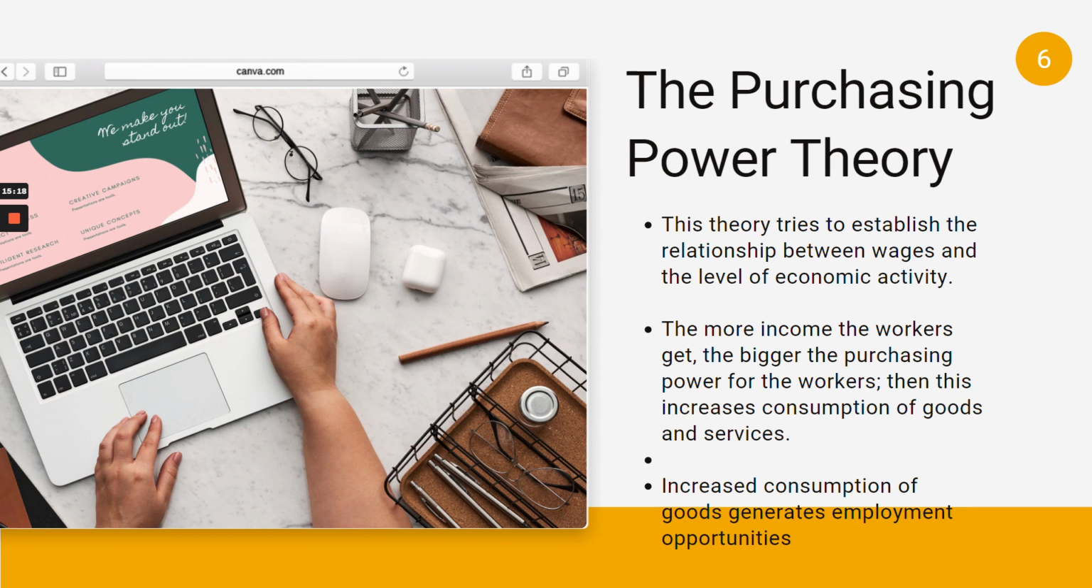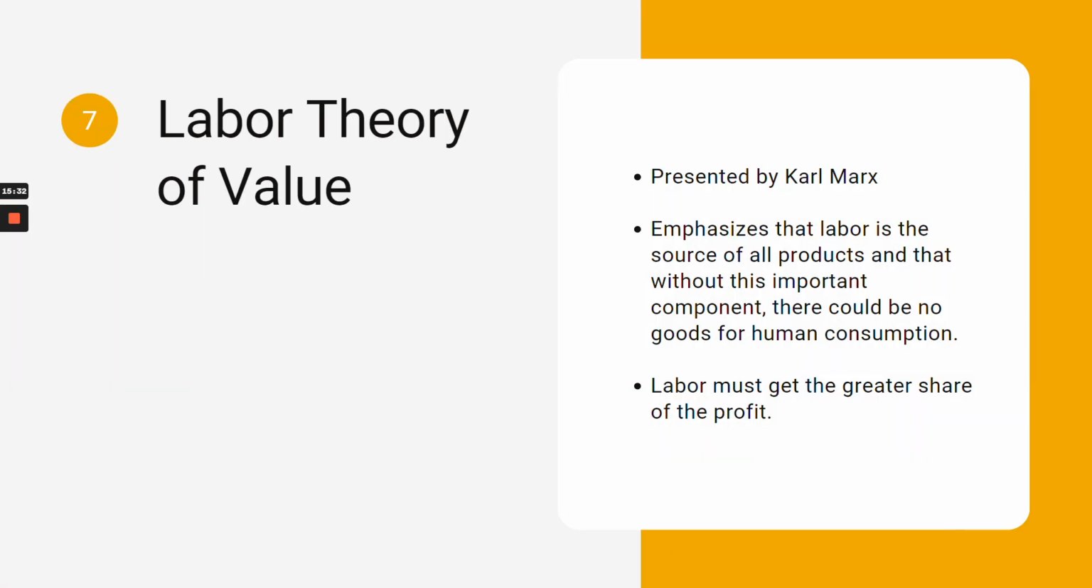If the workers have money, they have a bigger purchasing power. If they have bigger purchasing power, consumption will increase. If consumption increases, it will result in employment opportunities. Another one is the labor theory of value. This was presented by Karl Marx, and it emphasizes that labor is the source of all products, and without this important component, there will be no goods for human consumption. Therefore, labor should get the greater share of the profit. So those who are working more should be paid more, right? That's the labor theory of value.